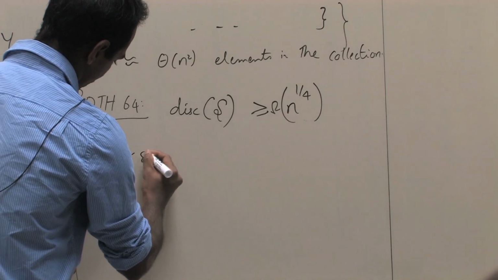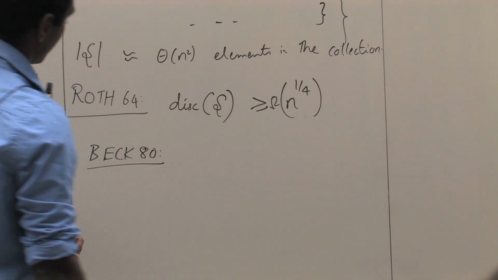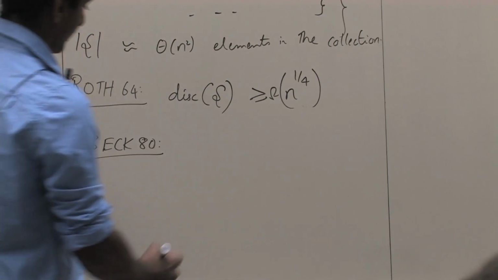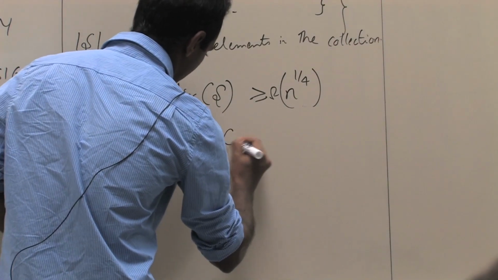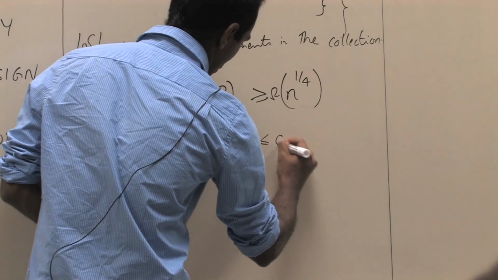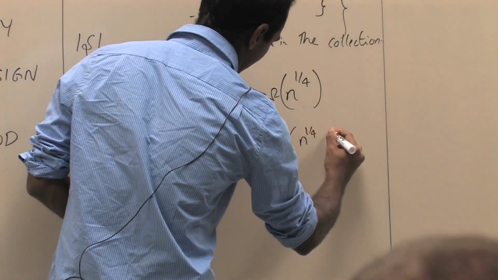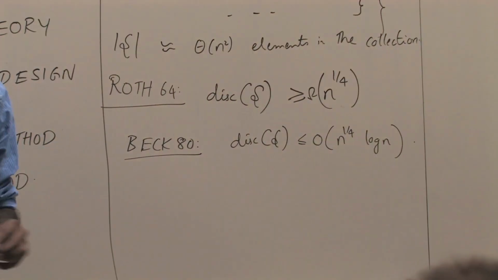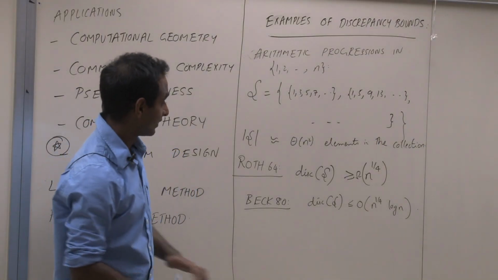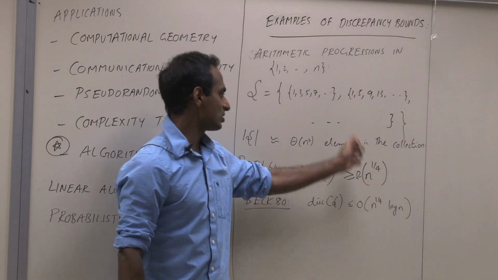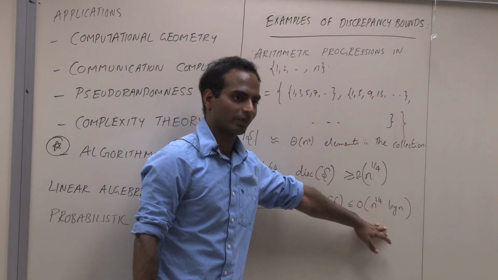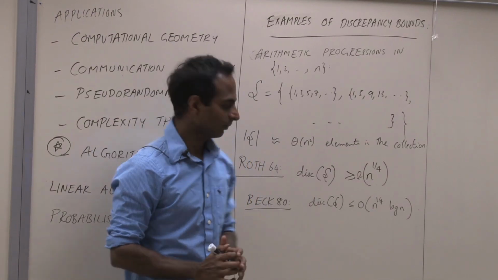the breakthrough work of Beck in '81, where he also introduced the partial coloring method, which we'll see later on. He showed that the discrepancy is at most n to the 1/4 times polylog n. This is very surprising to me because there are n squared sets, but the discrepancy is only n to the 1/4.